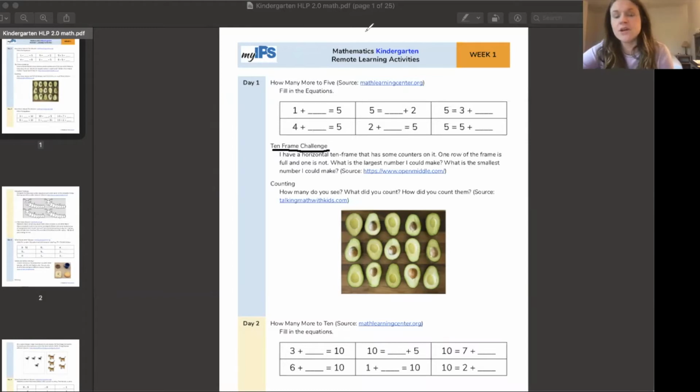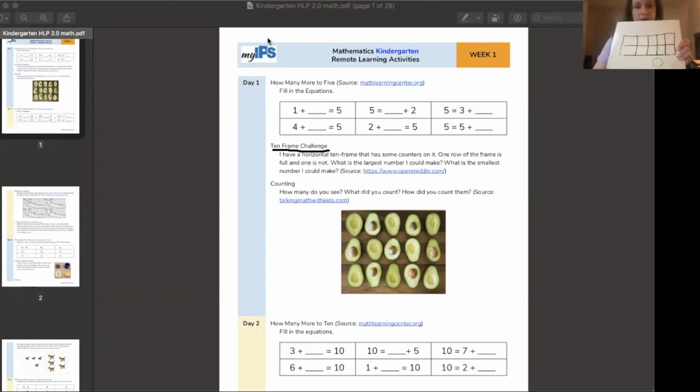Okay, friends. So if we look and we see that we have a horizontal 10 frame, this is what a horizontal 10 frame is. Okay, it goes from side to side, straight across. We have 2 rows, and that gives us 10 boxes. And you guys know that because it's called a 10 frame. Now, it has some counters, and counters are just going to be our circles. Okay, can you see this?